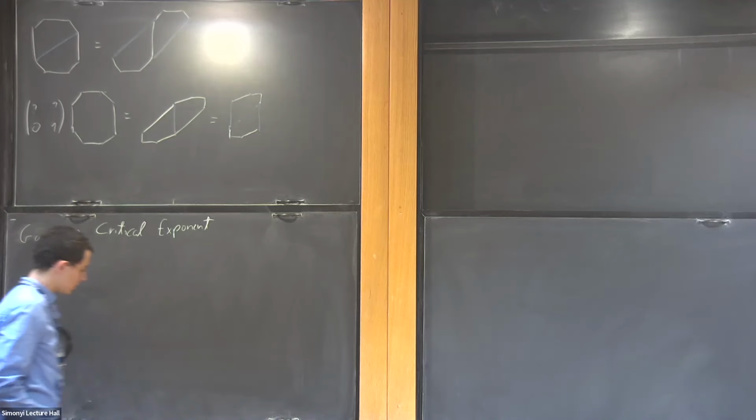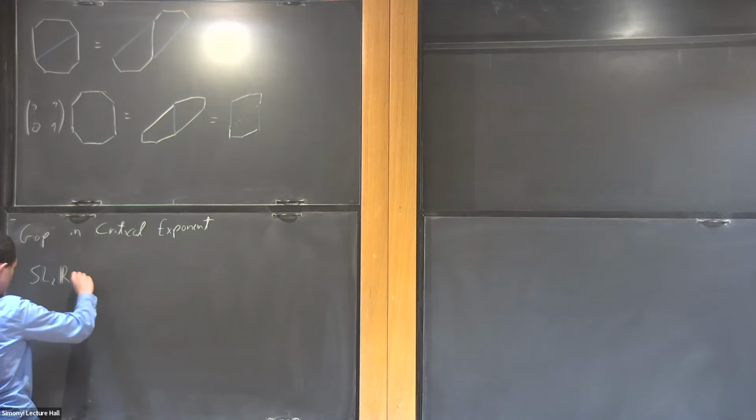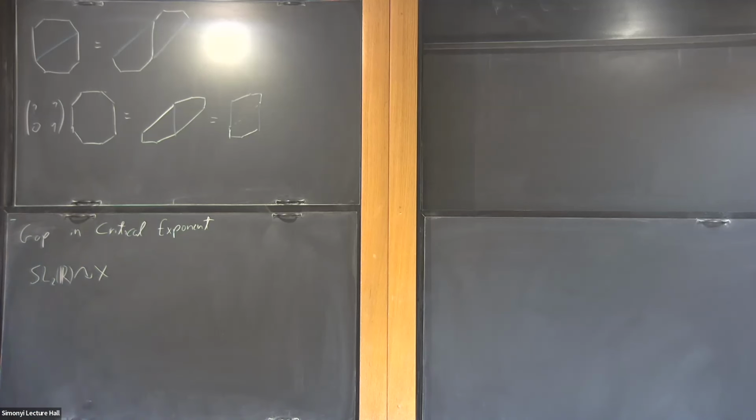Great. So "gap in critical exponent" is a big spoiler to my talk, but I'll give you a more delicate and slightly less spoiler version. In my talk, I will talk about actions of SL2R acting on a space X. What I'll be interested in is I take a point x inside X, and I want to study the stabilizer in SL2R of x.